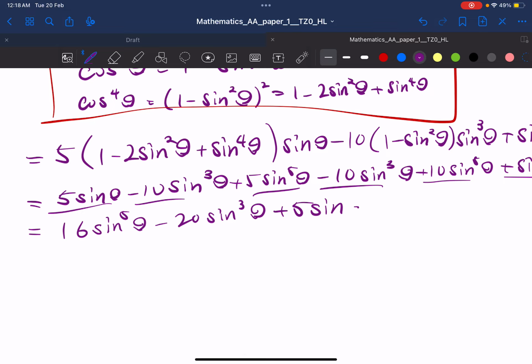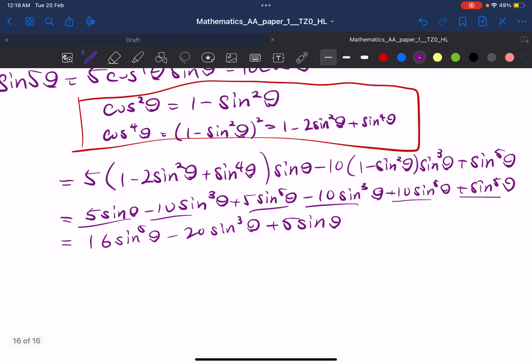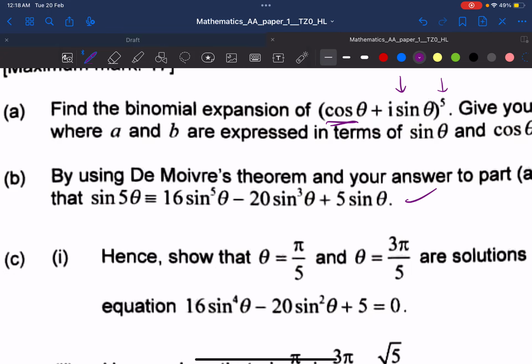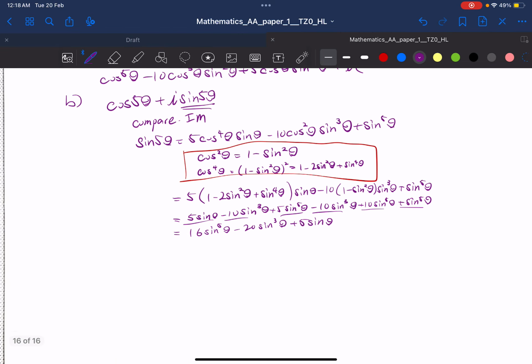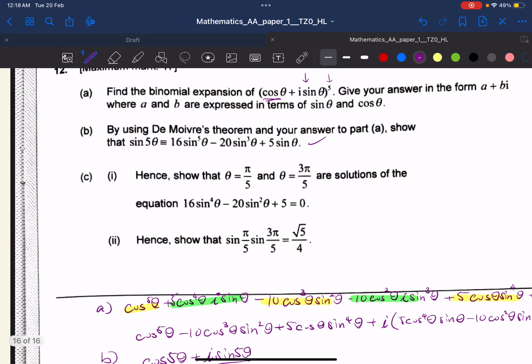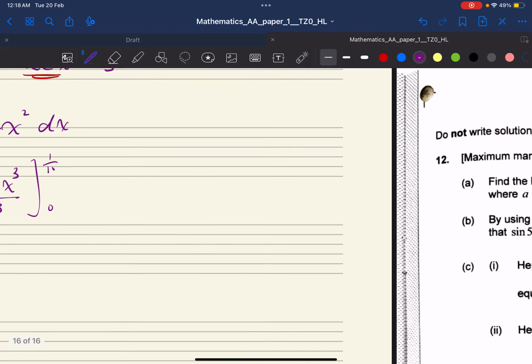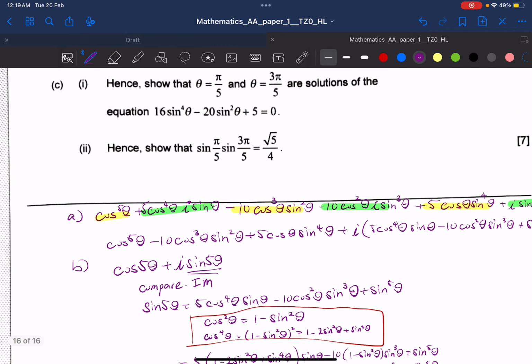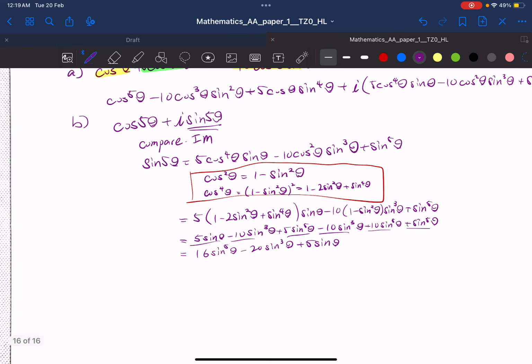So moment of truth, and see whether we got this. So 16 minus 20 and 5. Okay, it's exactly the same. So I think we're correct here. Okay, part B is done. So up until this point, if you're able to do the majority of the question with these two, I think level 7 would be achievable already, assuming the IA is not too bad.